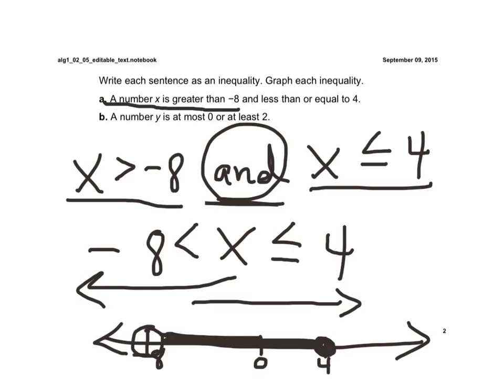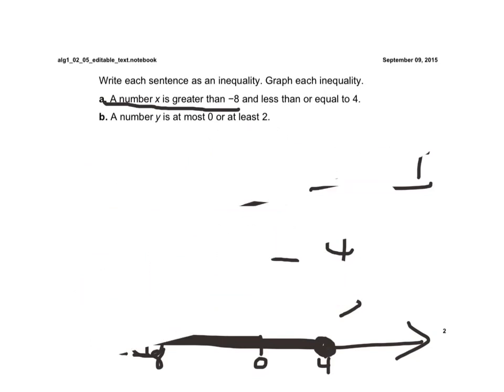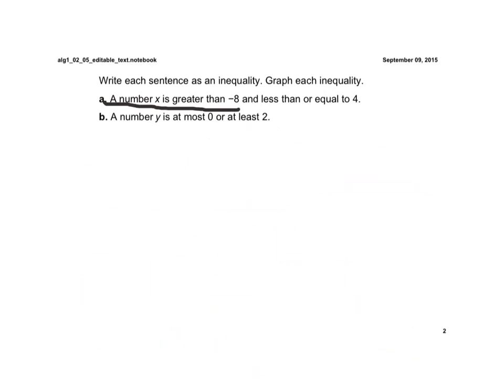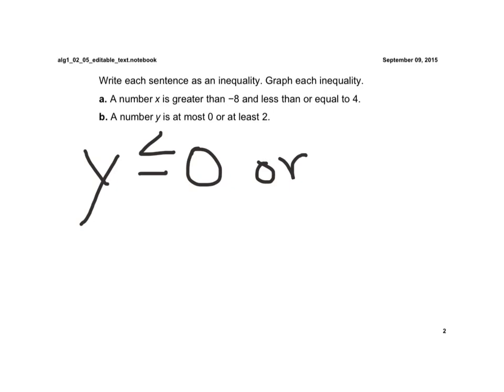Now, I'm going to go ahead and erase this one. Again, if you need to go back, then just rewind it and go back. So now for B, it says a number y is at most, remember at most means less than or equal to 0, or the number y is at least, which is greater than or equal to 2.